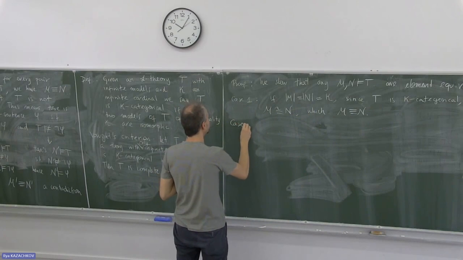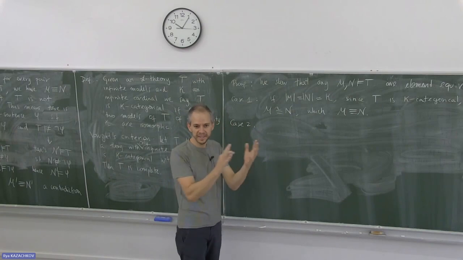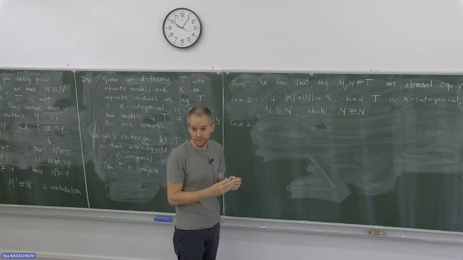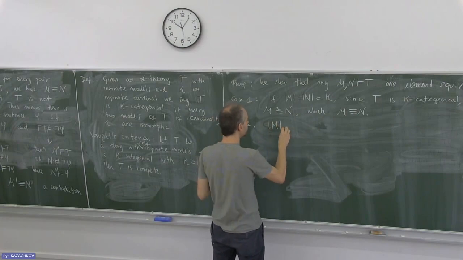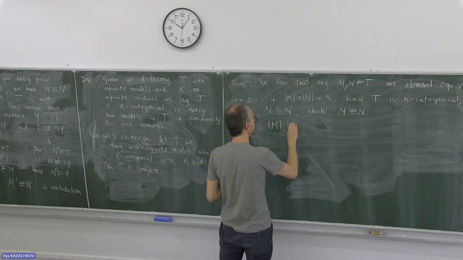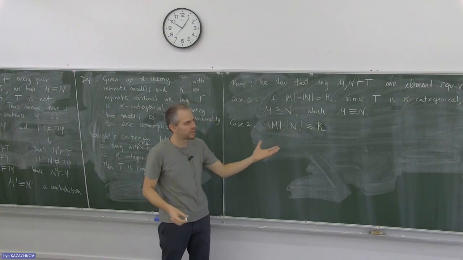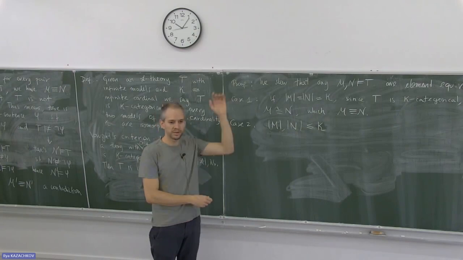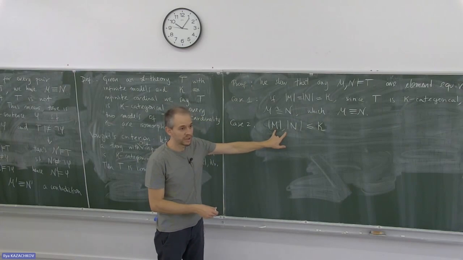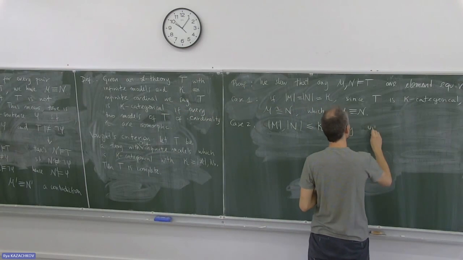Let's do another case. Case two, for example: we need to distinguish between cases with respect to kappa and these two models. Let's suppose that the cardinalities of M and N are both smaller or equal than kappa. Perhaps one of them is strictly smaller, otherwise we're once more in the previous case. Suppose that kappa is already bigger than these two, but we know they are infinite. Then by Löwenheim-Skolem upwards, right?